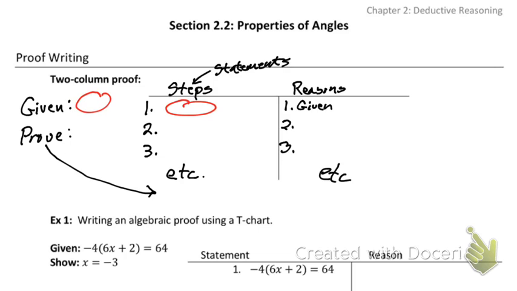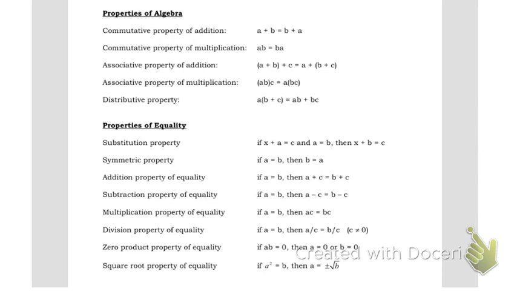Now, what's happening over here is we're actually using definitions of things. We're using postulates. We might even use some theorems. All right. So these are basically what we're going to put on this side, just saying why we can do what we can do. Let's just pop into an example and see what it looks like.